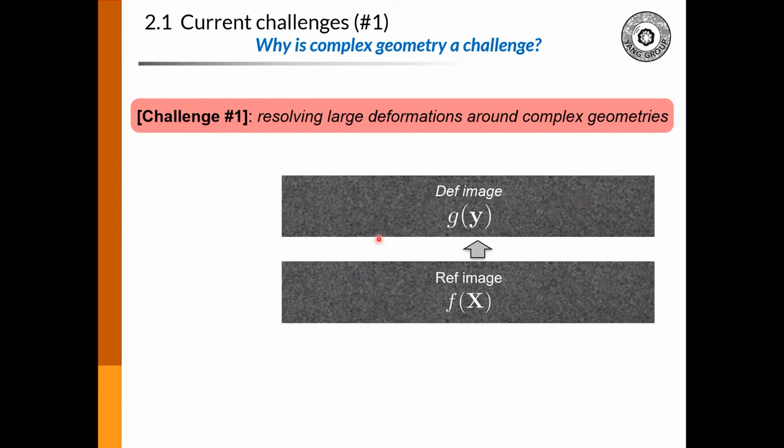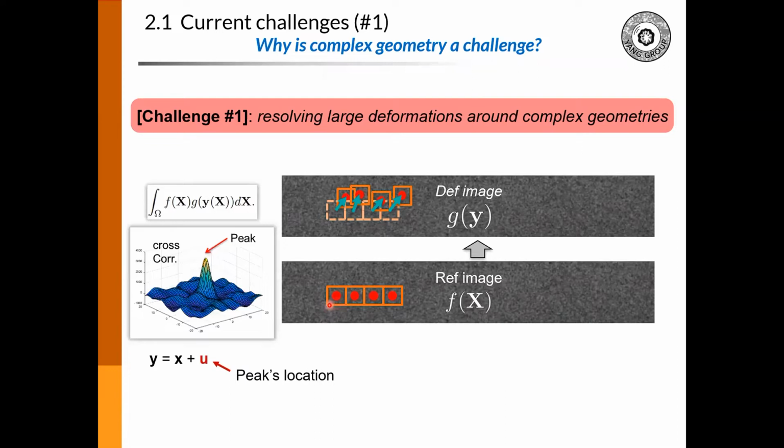So if there's no complex geometry, like everything is a great rectangular shape, right? You can track some local subsets, you can track the motion of each subset. You can do this by optimizing the cross correlation function. The cross correlation function is the integral of f times g. If you write the motion of each subset as some translation vector u, and you plot this cross correlation function, the location of the cross correlation function peak corresponds to u. That's the translation vector of each subset.